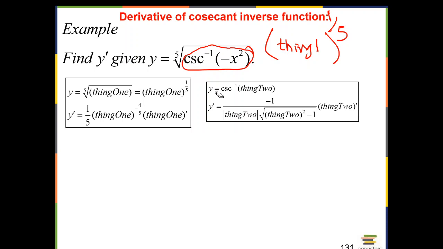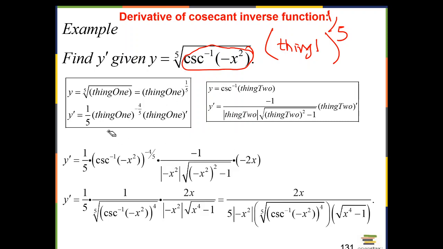Well, the derivative of that is the derivative of cosecant inverse of thing 2. So that's the thing 2, negative x squared. So what's the derivative of that? Let's see. So we got the derivative of cosecant inverse of something is going to be, again, negative 1 over absolute value of something, right, times the square root of something squared minus 1, times the derivative of something, right? All right, so that's the structure, so let's do it.